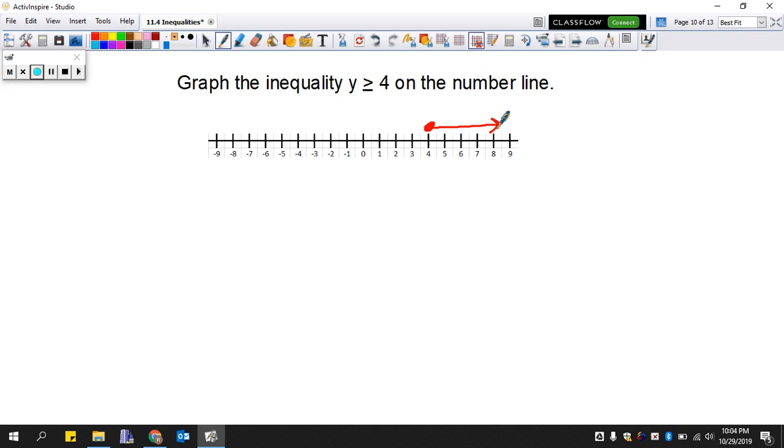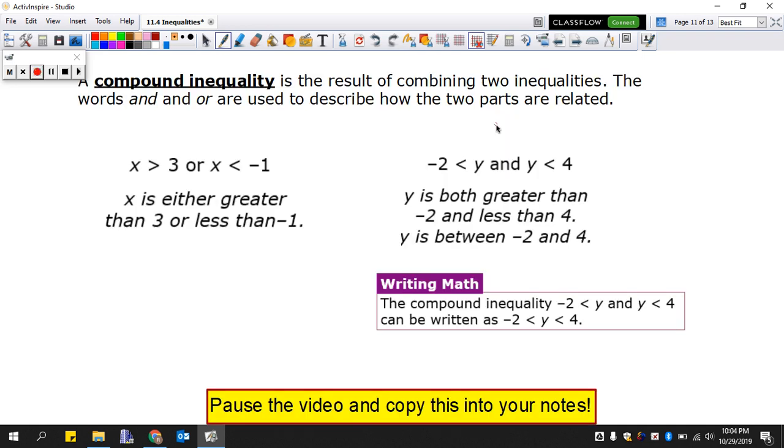Now sometimes we have what we call a compound inequality. A compound inequality is the result of combining two inequalities, and the word and or the word or is used to describe how the two parts are related. If you use the word or, it says x is greater than 3 or x is less than negative 1. So that means that x is either greater than 3 or it's less than negative 1.